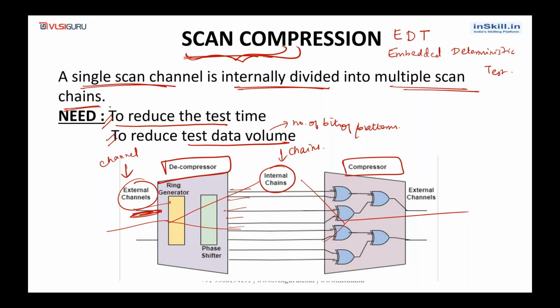So in order to achieve scan compression, if you are using the Tessent tool, the Mentor Graphics tool, we will be adding this logic, EDT, embedded deterministic test. That is what is called EDT insertion.